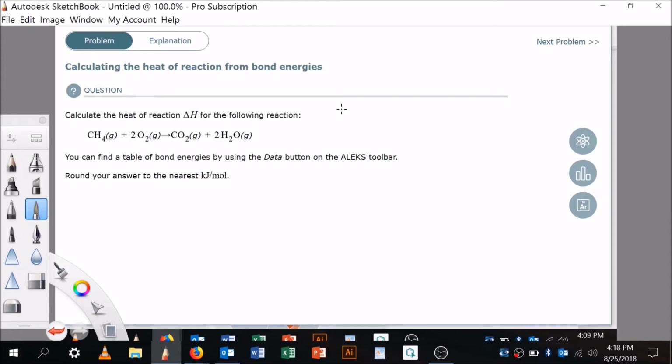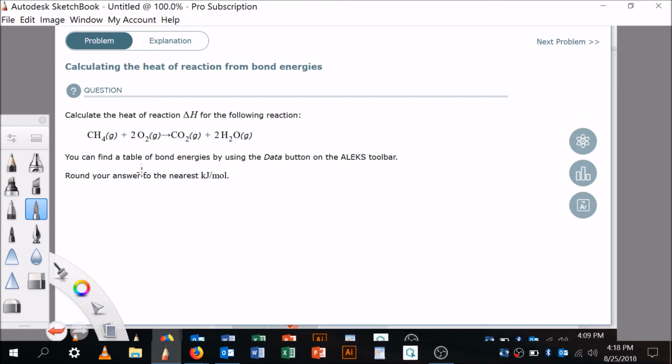All right, so calculate the heat of reaction, delta H, for the following reaction. Methane plus oxygen gives me carbon dioxide and water. Okay, so it's a simple combustion reaction. Now, this is the table. I had to find it. You had to get a different way. Okay, but I'll use the same one you guys are using.